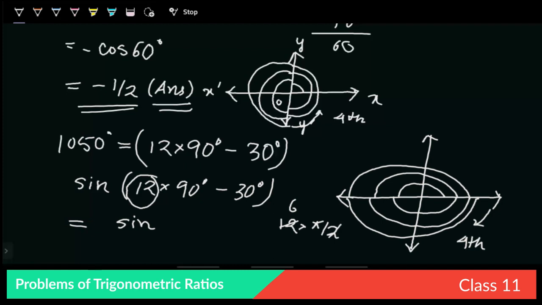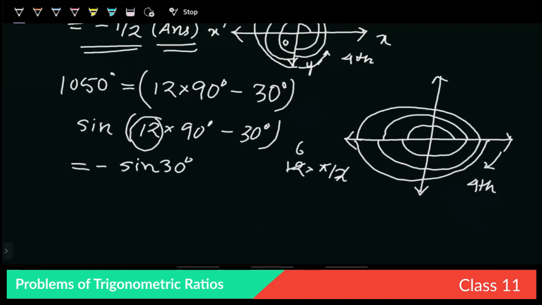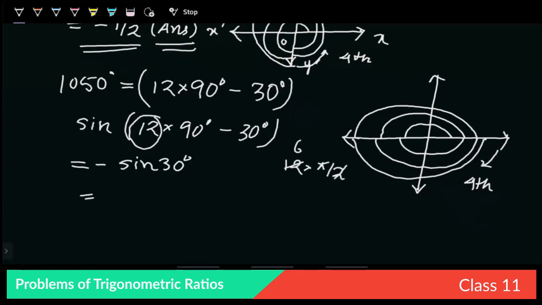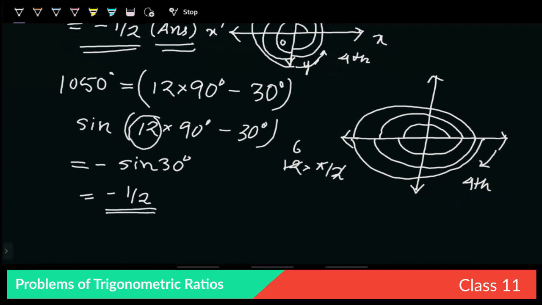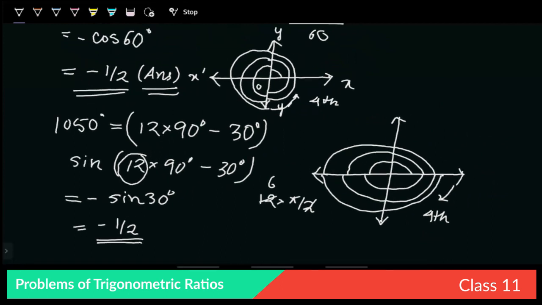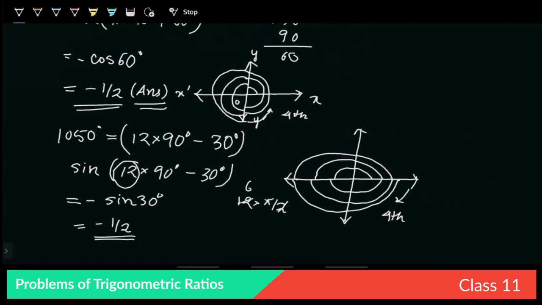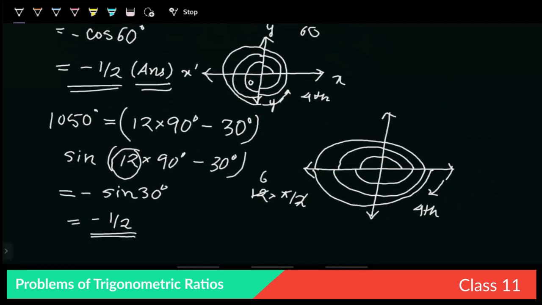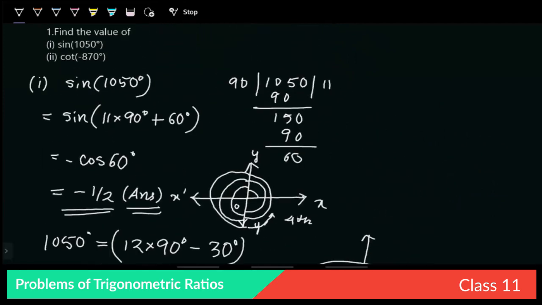So in the fourth quadrant sine is negative. Okay, sine is negative in fourth quadrant, so I will put a minus sign here, and it is sine of 30 degree. So what is sine of 30 degree? Sine of 30 degree is half, so minus of half. See, you have got the same result in both the cases. So these are two methods you can do this sum. Okay, so we will move to the next sum.